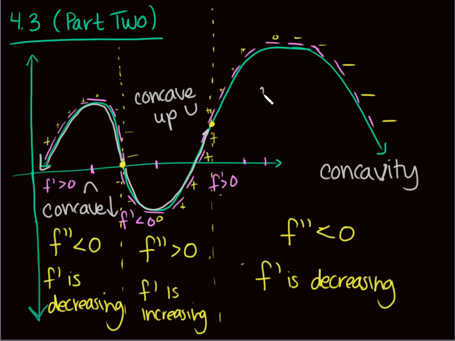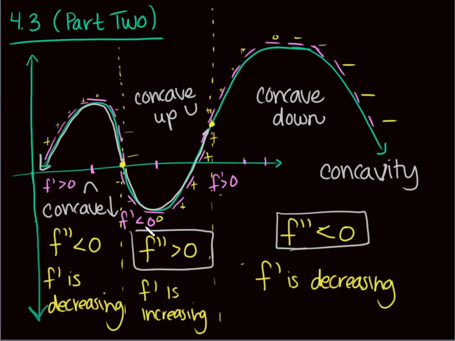And then clearly over here, this is concave down. So this is what we mean by concavity. And if you notice, concave down corresponds to a negative second derivative. Concave up corresponds to a positive second derivative. That's the definition of concavity. Another way to say that is if it's concave down, then the derivative is decreasing. If it's concave up, then the derivative is increasing.